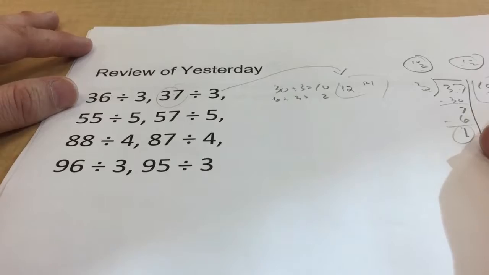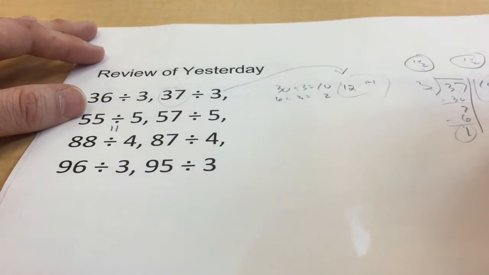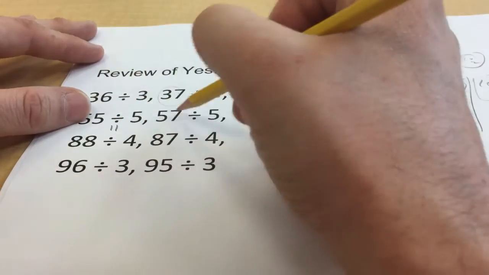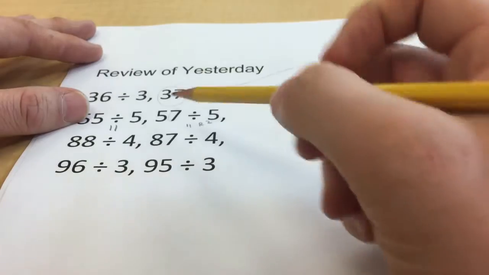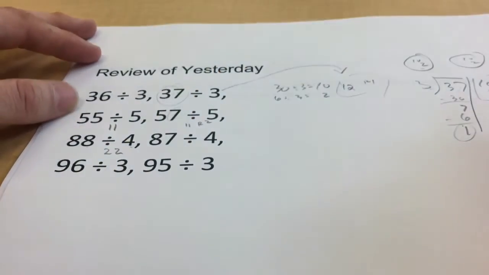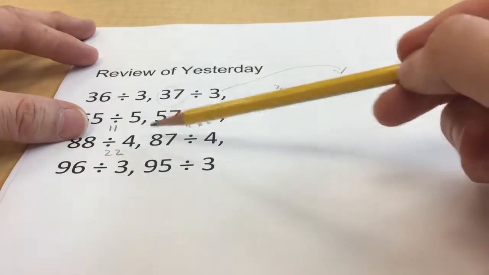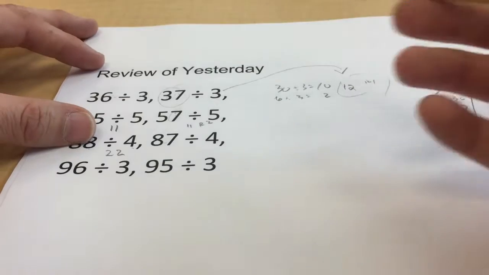All right, keep going. 55 divided by 5. 11. 57 divided by 5. Same thing, but you're going to have 2 more. 11 remainder 2. 88 divided by 4. 22. Ooh, 87 divided by 4. This case is smaller than the last one. These ones got bigger. Let's think about this.